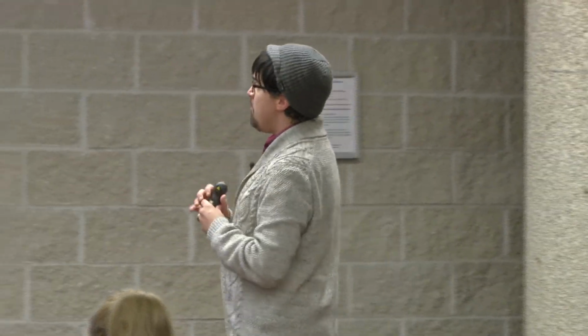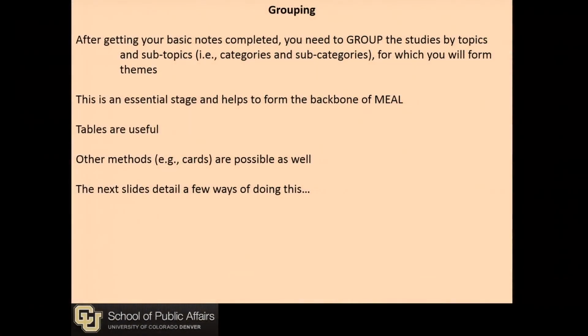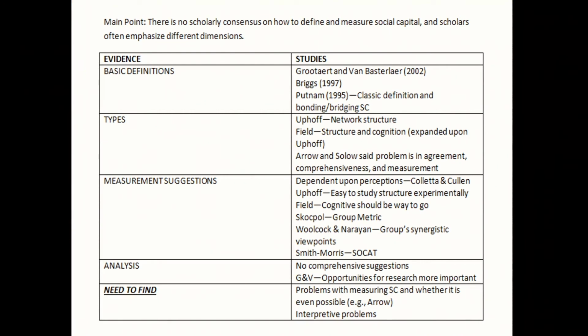And so after you get your basic notes completed, what you're going to be doing, of course, is grouping them by studies, by topics and subtopics, for which you'll form the themes. And this begins to form the backbone of it. So tables are useful, cards, as you'd mentioned earlier, are useful, and so there's a few ways of actually doing this. So this is what I did. And again, this is the actual screenshot of Microsoft Word. That's not a great main point. It's the beginning of something, but it's not all that great.